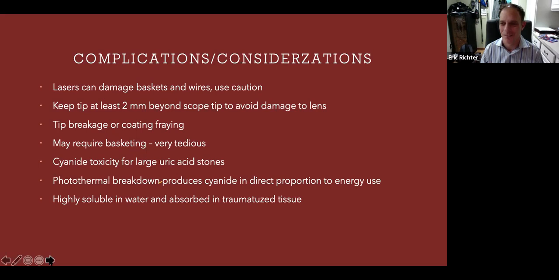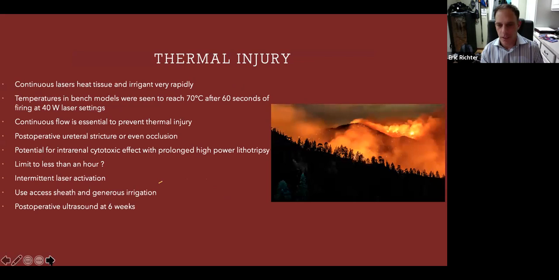We can go to the next slide. Yeah, go ahead. So a thermal injury. This is something that's being more recognized with the high-powered lasers that we're now using, like you have. These continuous lasers do result in heating of tissue and even the irrigant very quickly, which is one of the nice advantages of that single action pump, because you're quickly circulating new cooler irrigant. And in bench models, temperature seemed to reach 70 degrees Celsius after 60 seconds of lasering at 40 watts. And that is pretty high power. So continuous irrigation is important for preventing thermal injury. There can even be postoperative ureteral stricture or even occlusion.